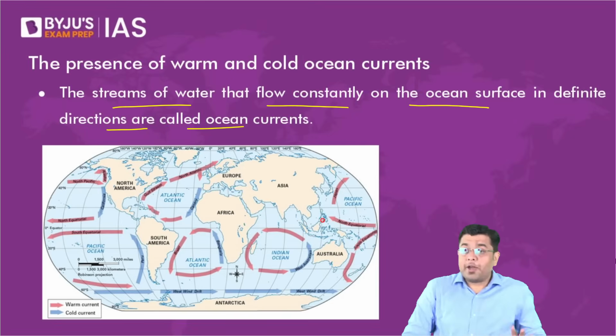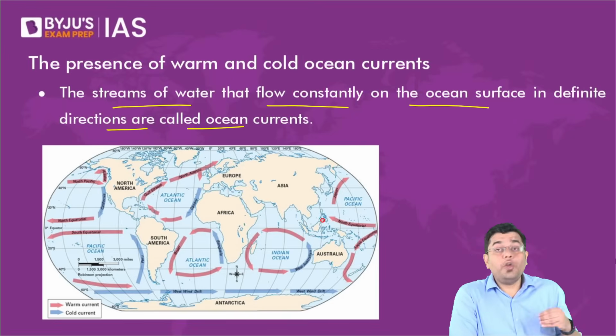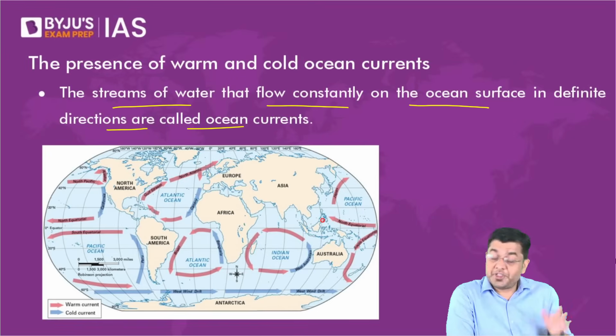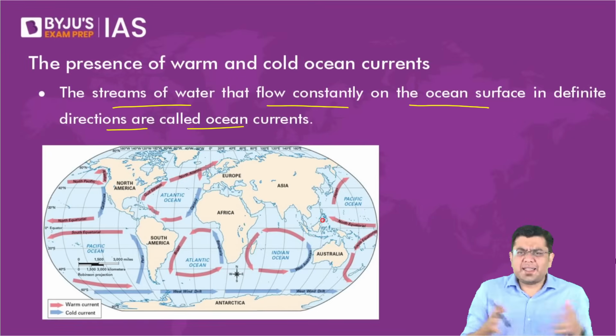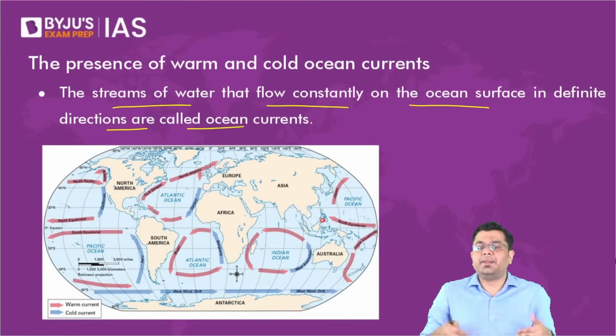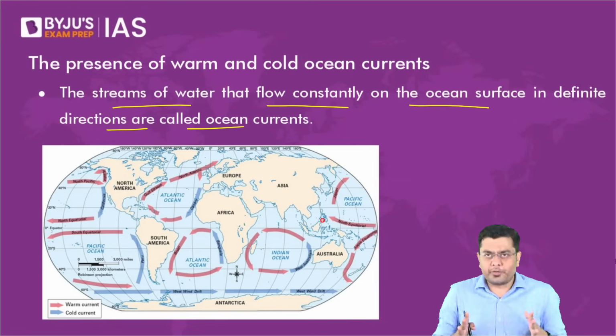So the red arrows that you see, these are your warm ocean currents, which are warmer than the surrounding water. And the blue arrows that you see, these are the cold ocean currents, which are colder than the surrounding water. Just like how you have advection in the case of the winds, these play a similar role in the case of the oceanic waters as well.